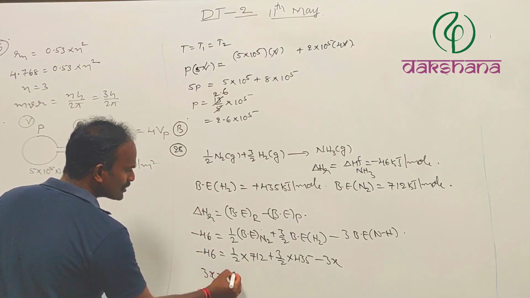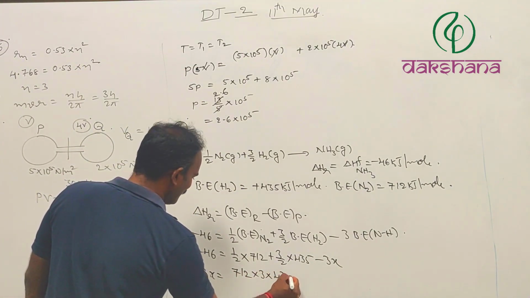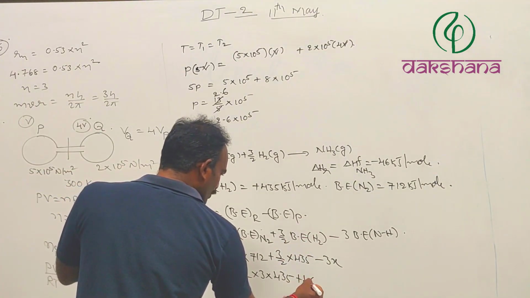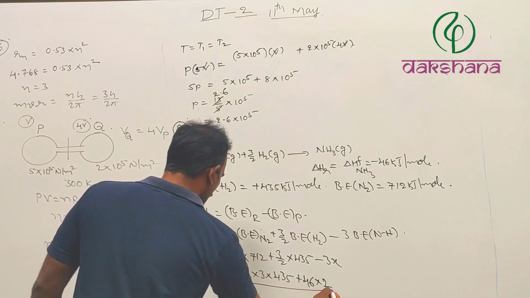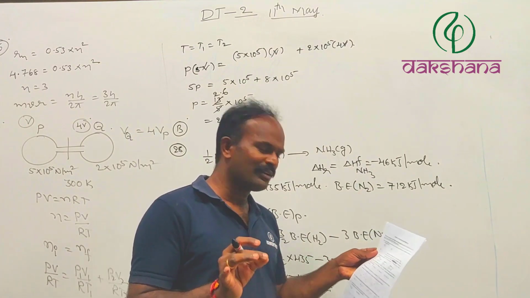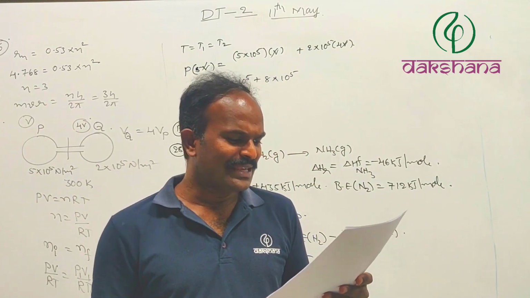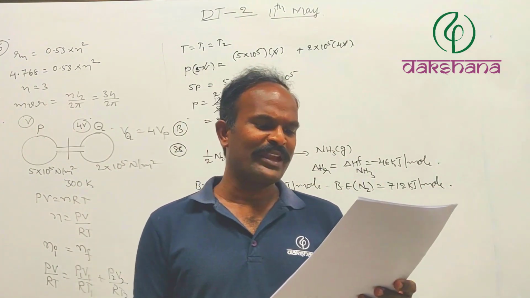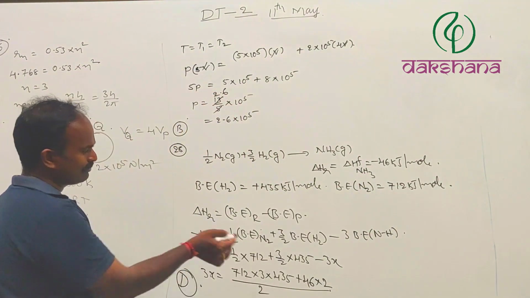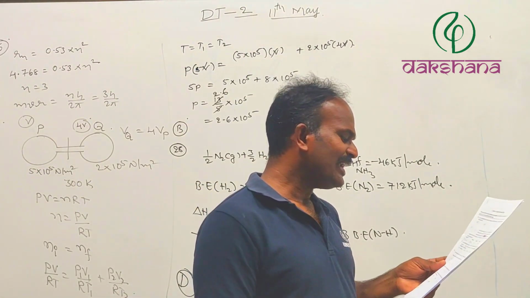Now 3x is equal to 712 plus 3 into 435 plus 46 into 2, divided by 2. If you just see these options, you can get the answer from them: you can eliminate options B as well as C, and you are left with options A and D. From that, approximately it will come out as option D. If you want, you can just calculate this one, then you can understand.